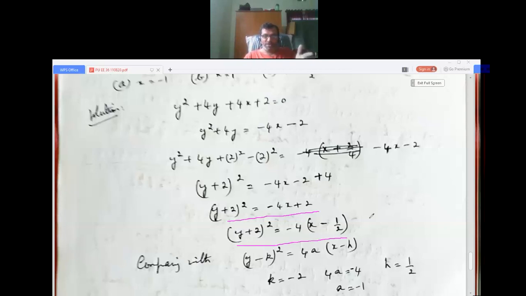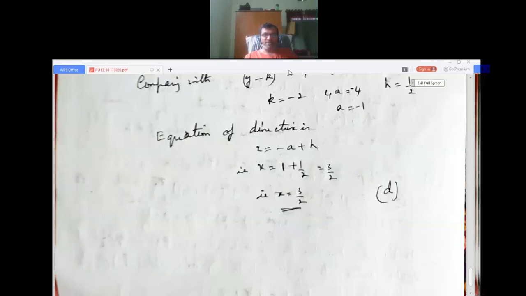You know how to do this. Minus into minus is plus, so that gives 2 by 4, which is half. Now comparing, k equals minus 2, 4a is minus 4, so a is minus 1 and h is half. Now, the equation of the directrix is a general formula: for a parabola of the type y minus k whole squared is equal to 4a into x minus h, the equation of the directrix is x is equal to minus a plus h. So minus a is 1, x equals 1 plus half, that is x equals 3 by 2. So the fourth option.